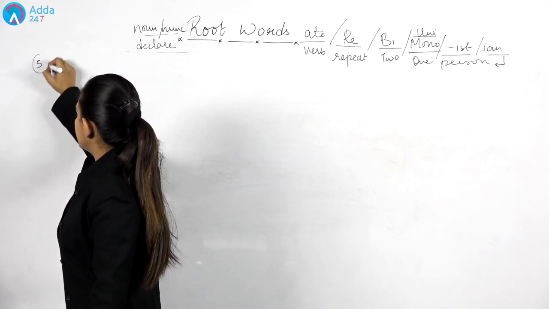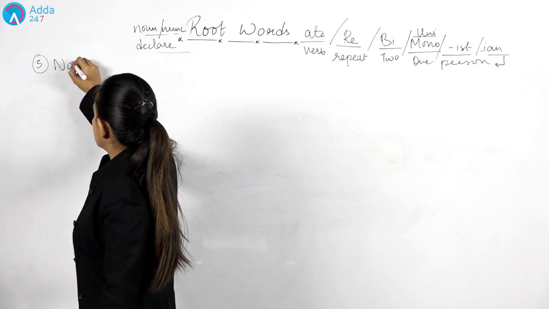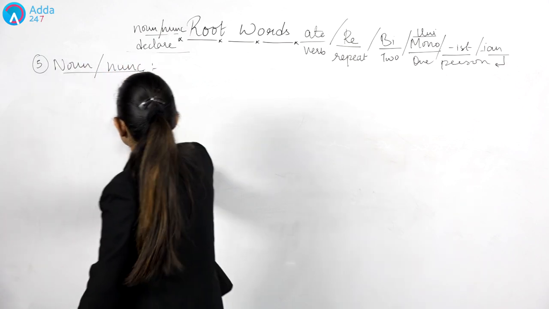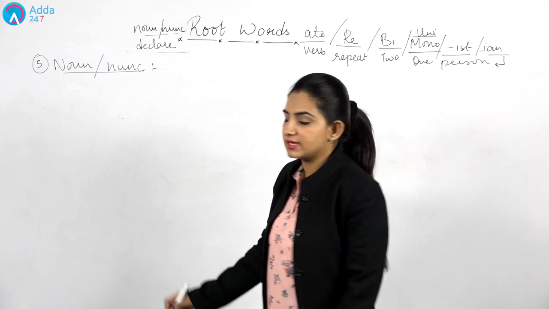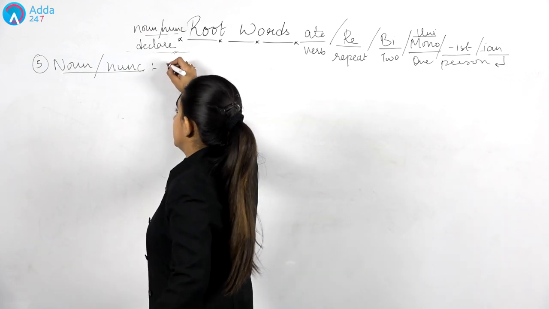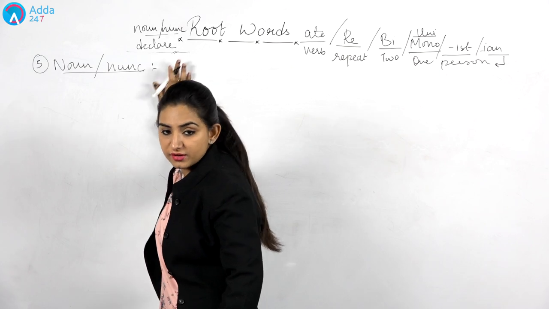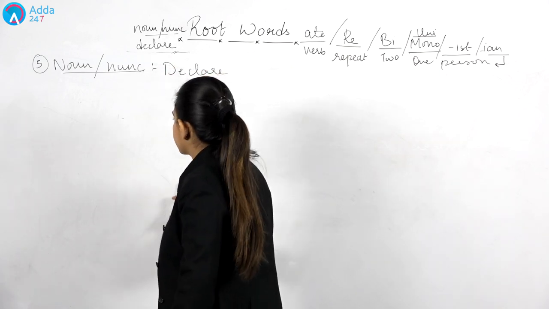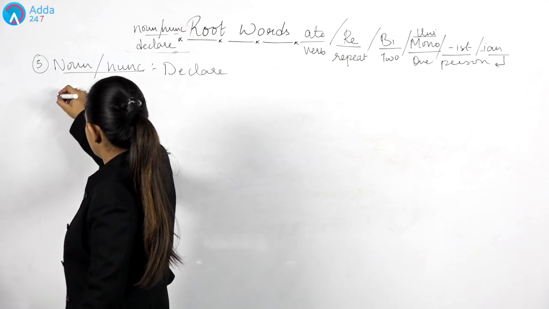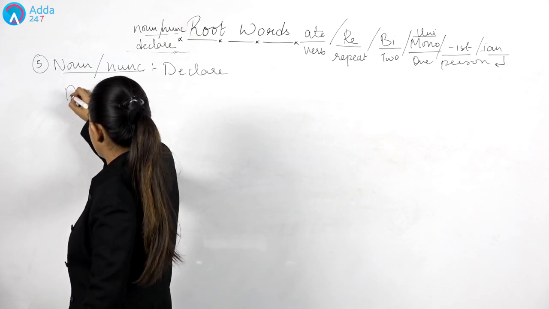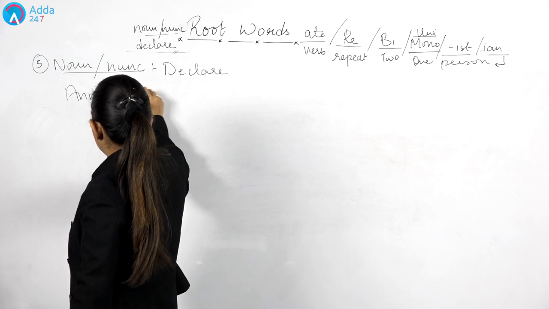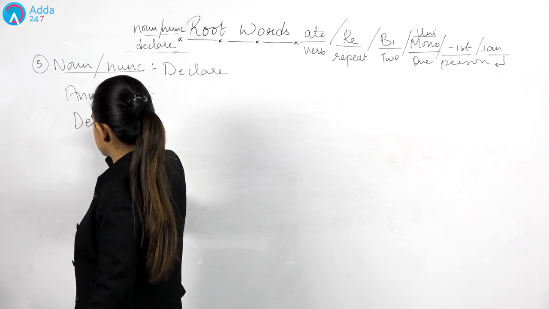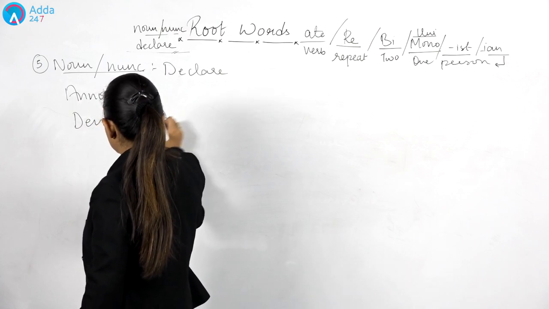Now, moving further, we have the next word. As I told you, in the later part of the video, we'll discuss noun and nunc as well. So, noun and nunc, as I told you, they mean what? They mean declaration of something, that means declaring something in public. Now, you can make a lot of words out of it, like we have announce. A very common word, right? Similarly, we have denounce, as we have just studied.